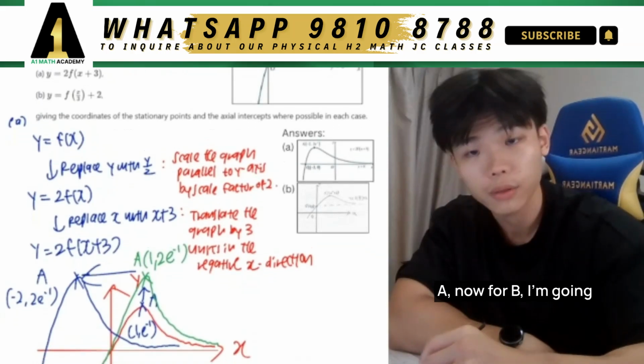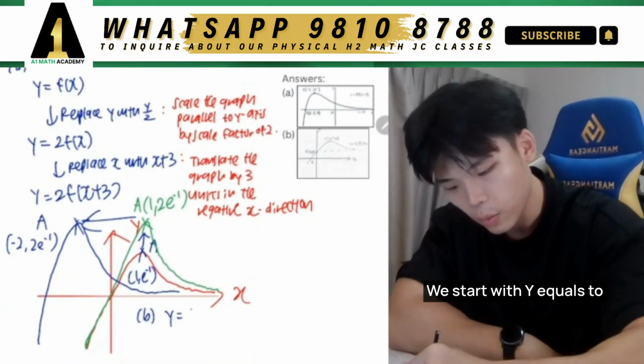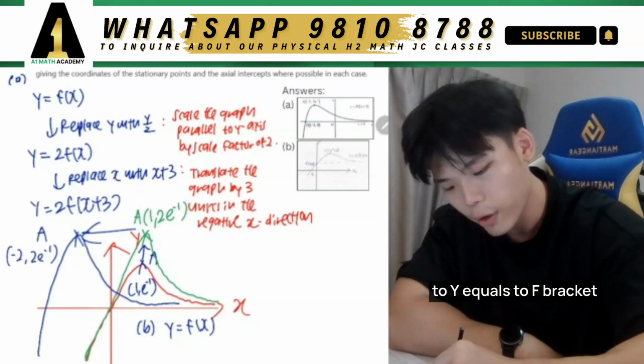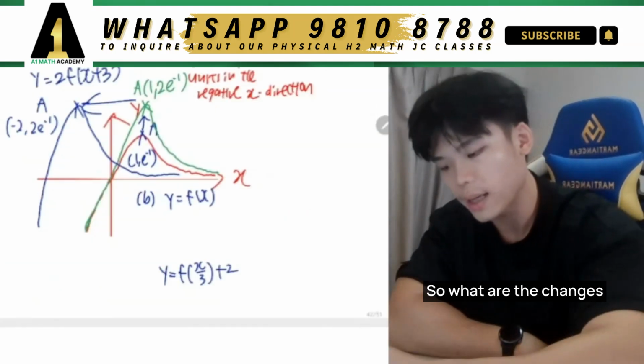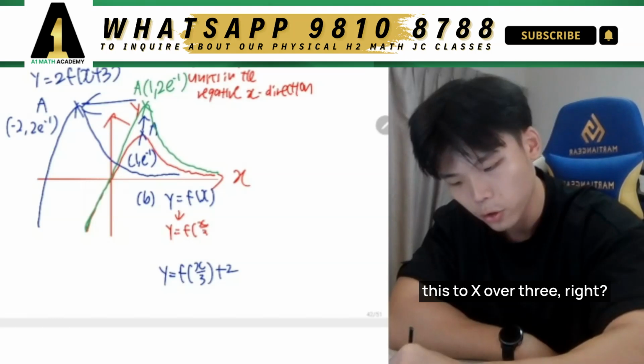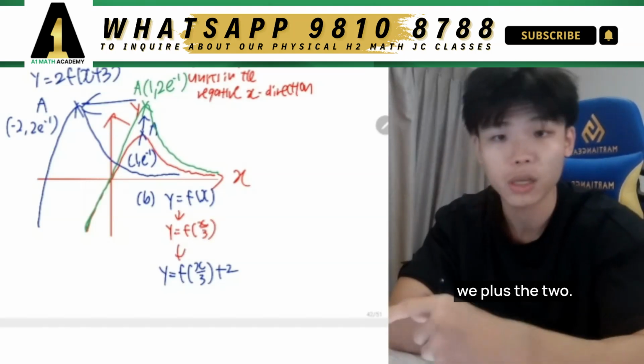Now for B, I'm going to write it below here. We start with y equals f(x) again. And now we want to transform it to y equals f(x over 3) plus 2. So what are the changes that we could do? Firstly, we could change this to x over 3. And then after that, we add the 2.